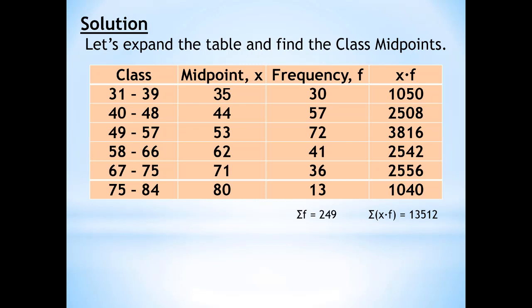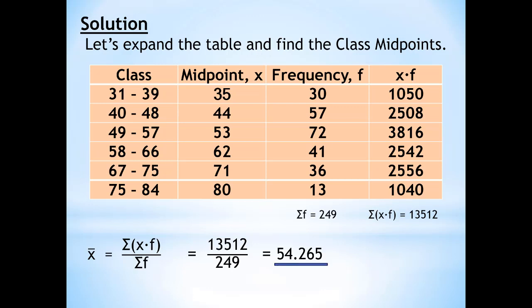Then we follow our formula that says x bar is the sum of x times f divided by the sum of f, which means it's 13,512 divided by 249, which gives us an approximate mean of 54.265. So our mean here, x bar, is 54.265.